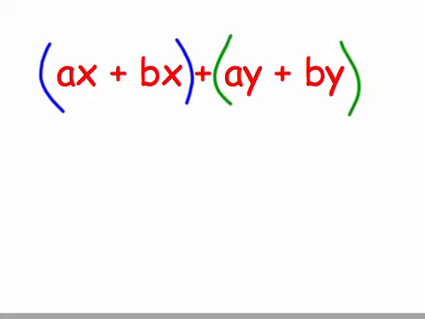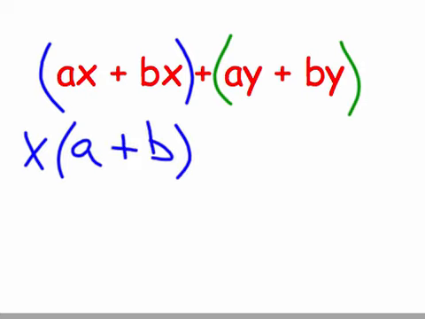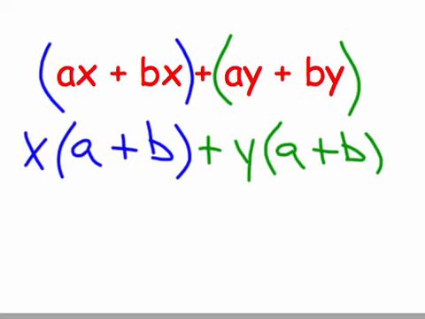So in my first one, I could factor out an x, so I pull that x out, and I'm left with a plus b, right? I divide each term by x. In the second one, I'm going to factor out a y. I still have my plus sign here. Factor out that y, I'm left with an a plus b, right? Divide each term by y. Ay divided by y is a, by divided by y is b.